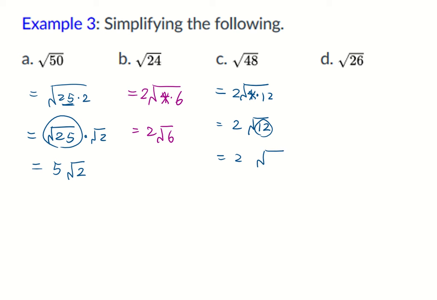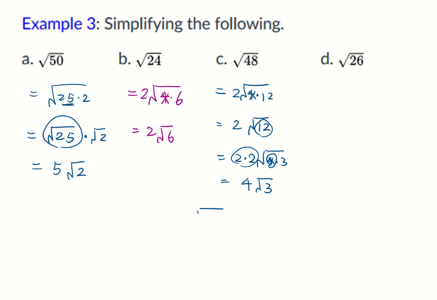So I will write 12 as 4 times 3. Because this 4 is a perfect square, it can come out as a 2, and it will multiply the 2 outside the radical. So outside, 2 times 2 is 4. 4 square root of 3 is the answer.